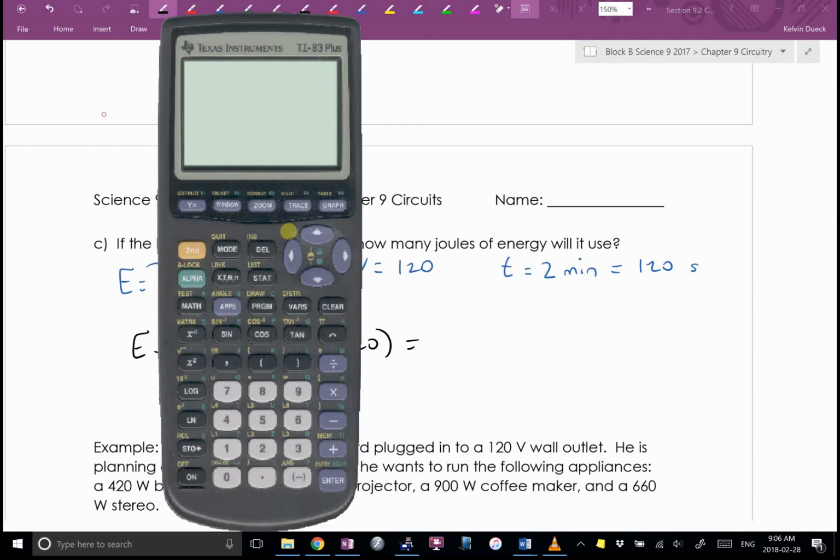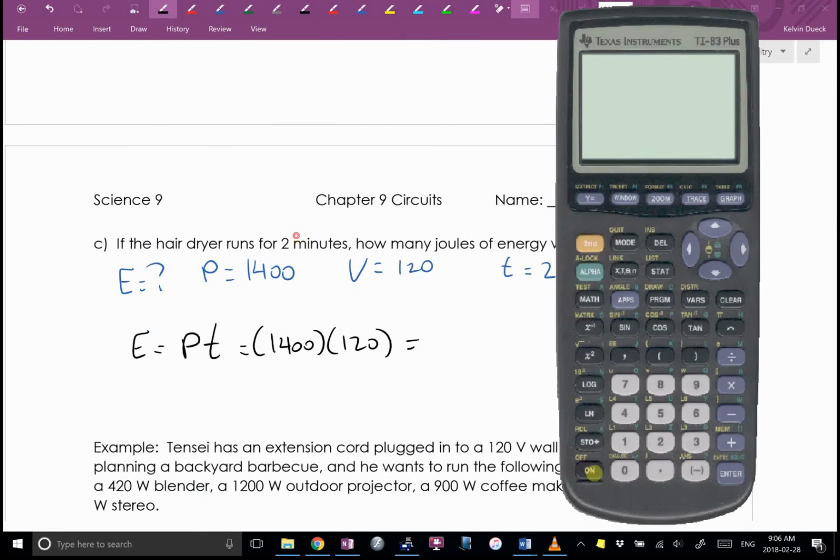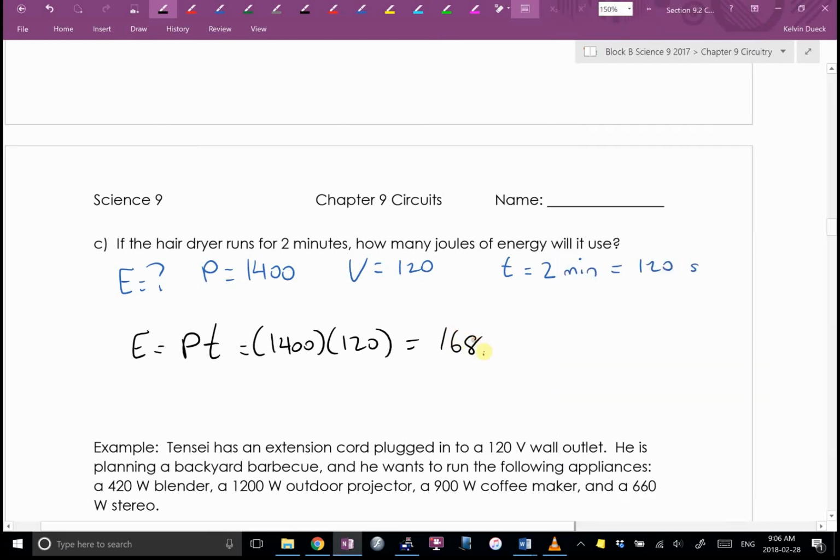You get a big answer. It's because 1 joule is not a lot of energy. Also because hair dryers use a lot of power. They're moving a lot of heat around. 168,000? 168,000 joules of energy. Mostly heat. Although, when you turn on a hairdryer, is there some sound? Sound is also a form of energy, but it's mostly heat.